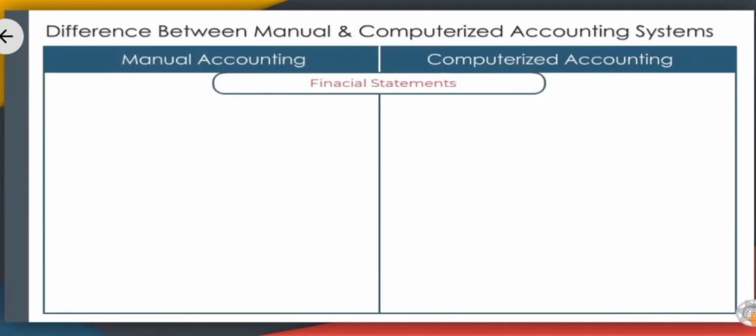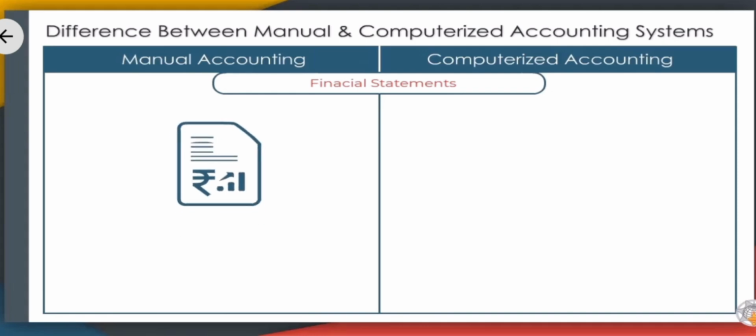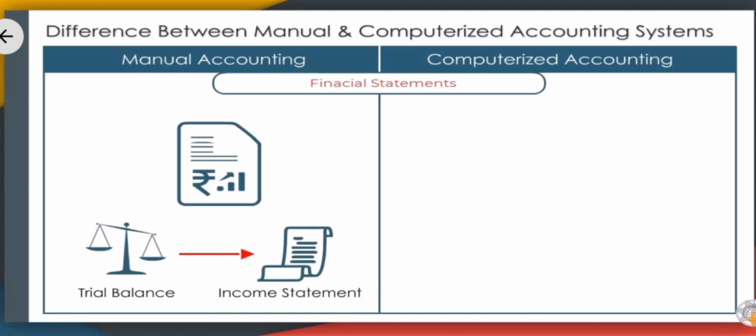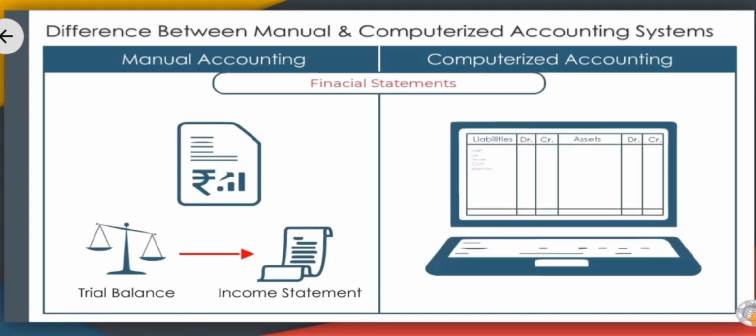Financial statements. Financial statements are prepared manually by carefully transferring the figures from the trial balance to the income statement and balance sheet. In a computerized system, the system generates all the periodic financial statements as and when required.